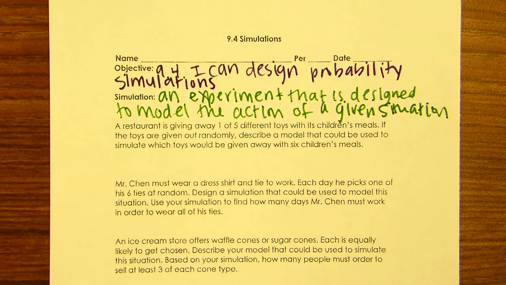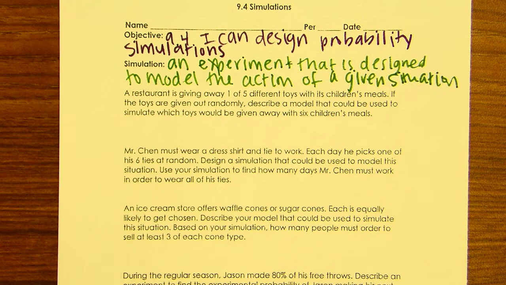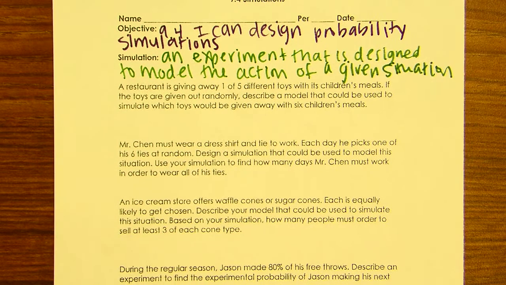So when you're designing a simulation, it has to have the exact same probability that the actual situation would have. So for our first example, it says a restaurant is giving away 1 of 5 different toys with its children's meals. The toys are given out randomly. Describe a model that could be used to simulate which toys would be given away with 6 children's meals.